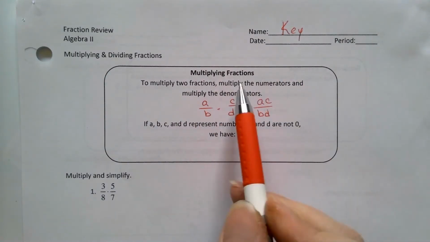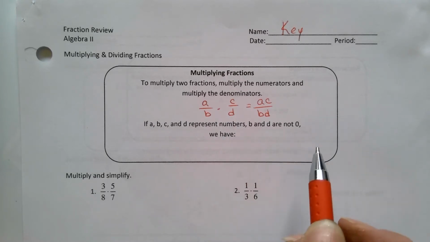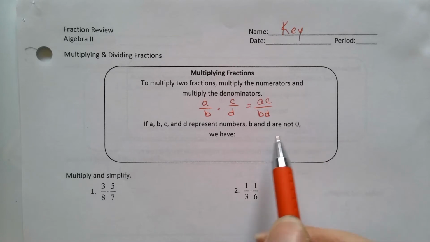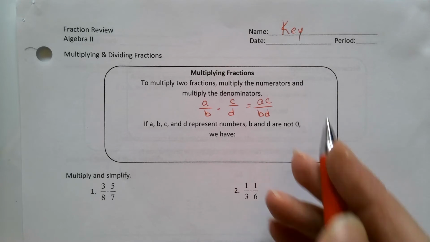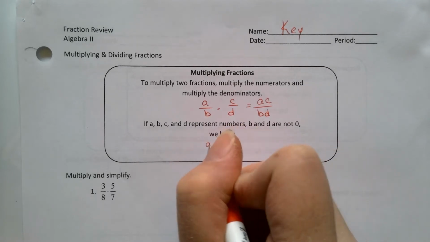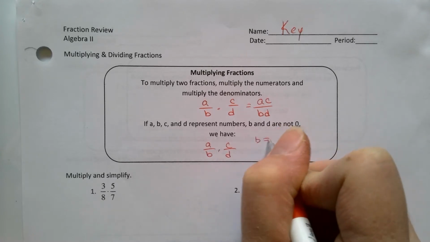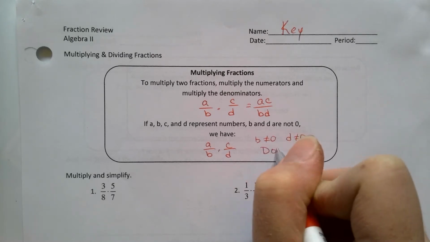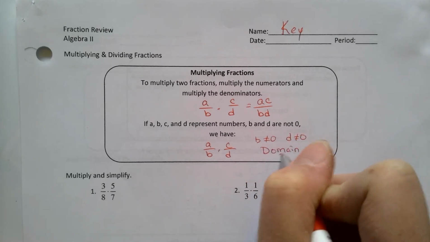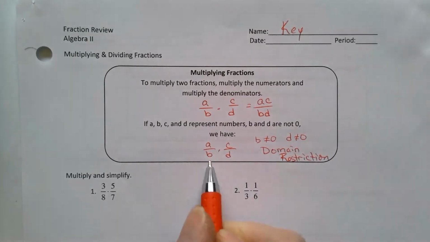We don't want to get multiplication confused with cross multiplying. I have here, if a, b, c, and d represent numbers, b and d cannot be 0. The reason b cannot be 0 and d cannot be 0 is that it is a domain restriction, and as we move forward, that is something we are going to talk about. It's a domain restriction because we cannot put a 0 in, because we cannot divide by 0.